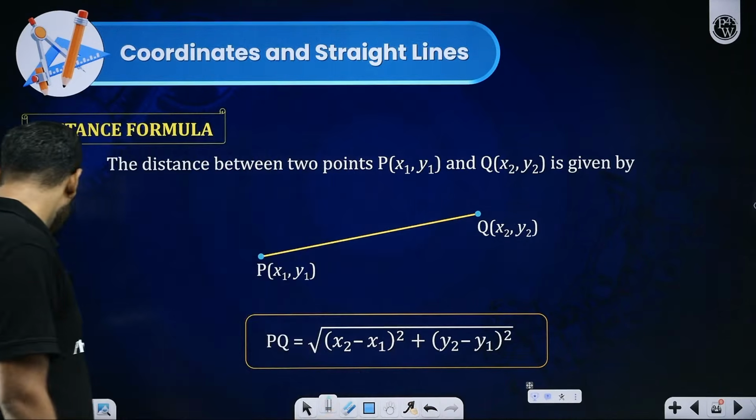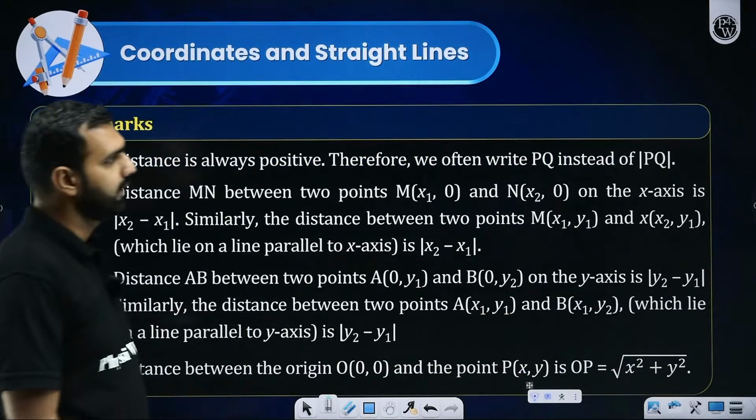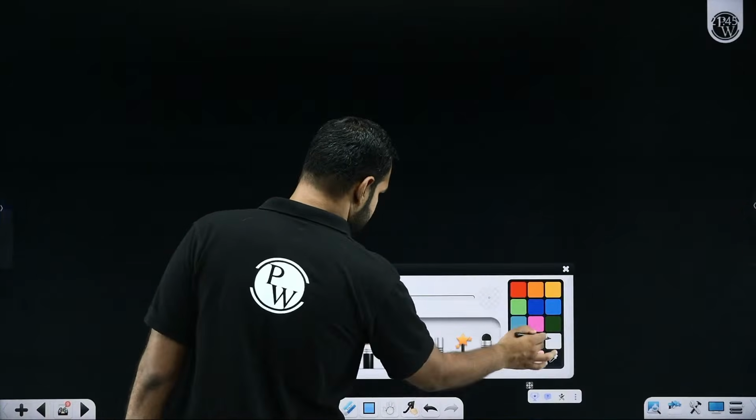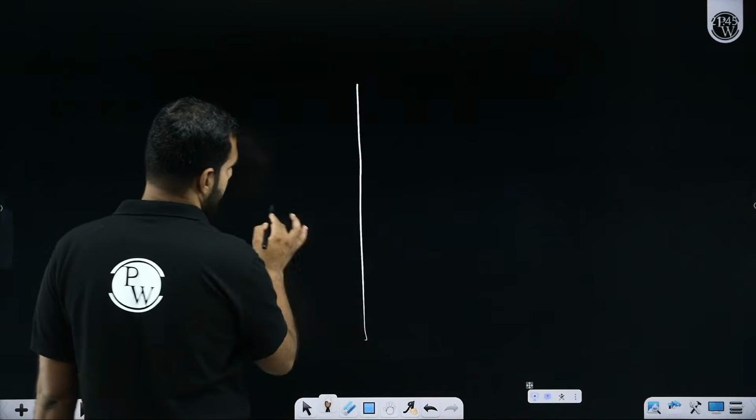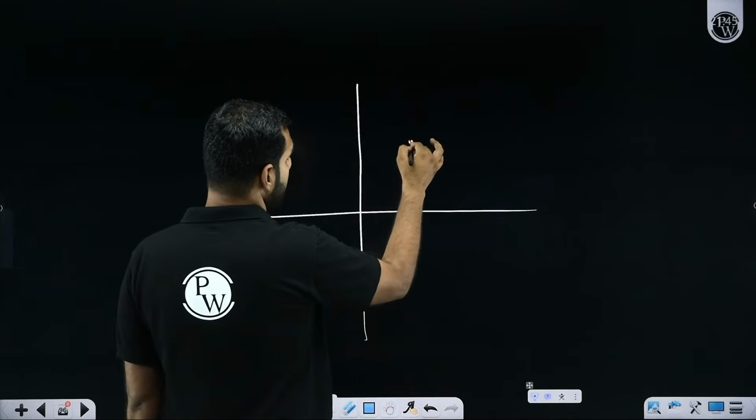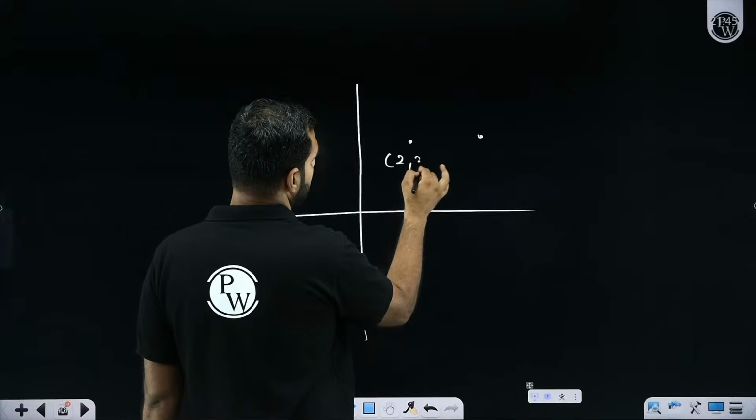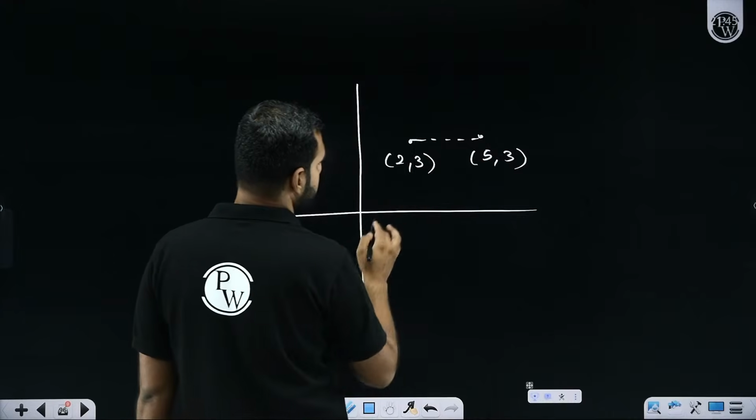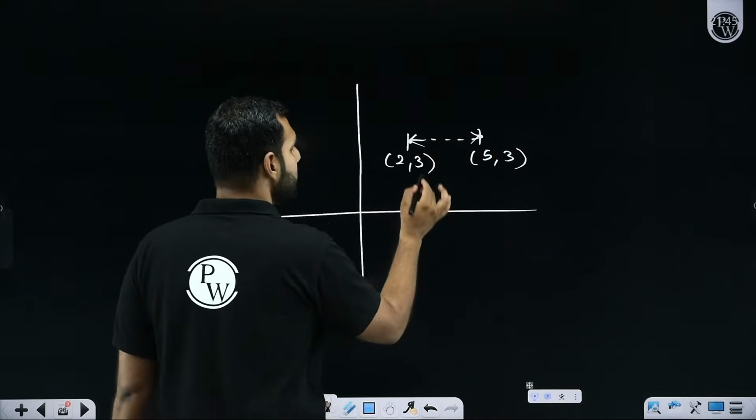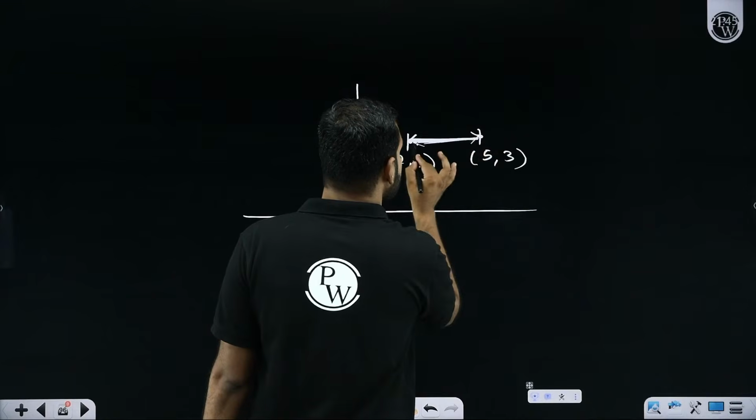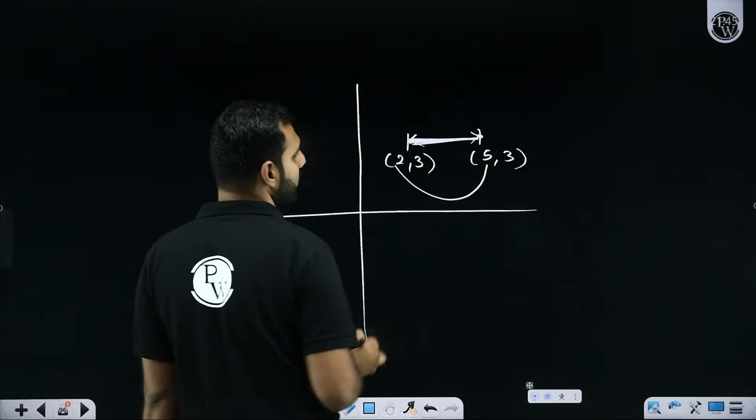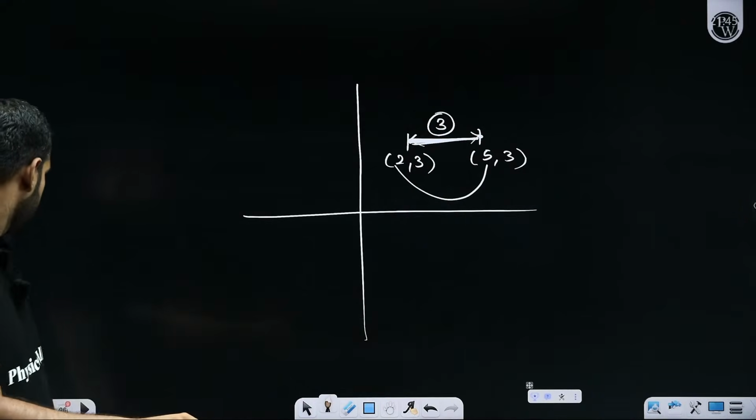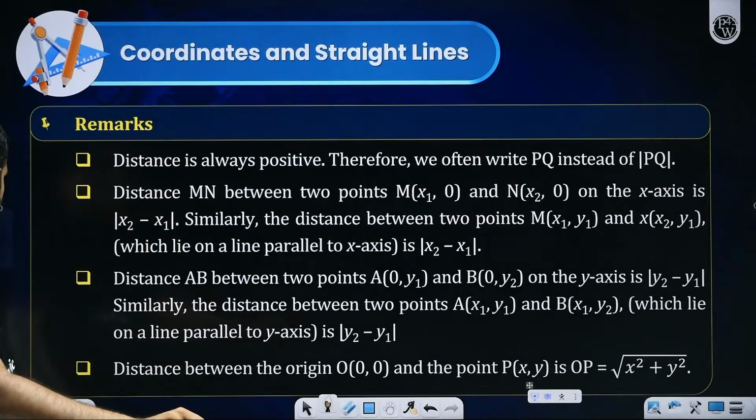Yes or no? With this, a few more general results. Let's say this is the y-axis and x-axis, and this is a point, this is another point. This is the point (2, 3), and this is the point (5, 3). So I hope you're realizing this is how these points are placed. The distance between them, you may notice, is parallel to the x-axis. If it is parallel to the x-axis, you can simply take the difference of 5 and 2, which is 3, and that's the distance. Getting it, everyone? This kind of stuff is written over there. I hope you got it.